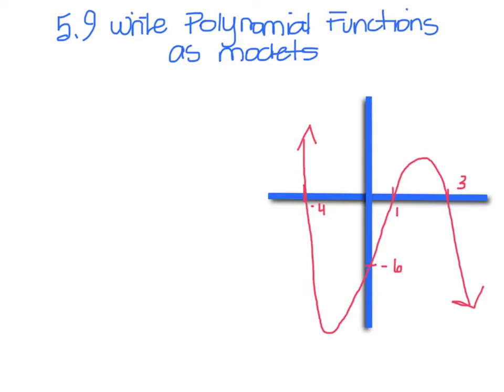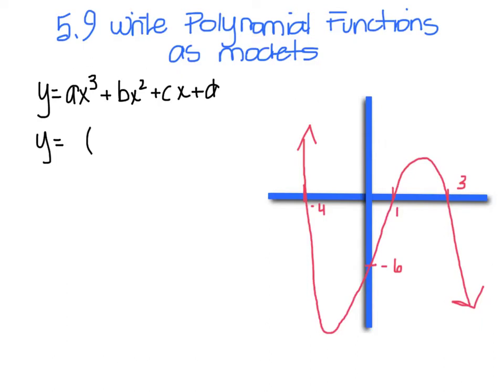We are going to write polynomial functions, and I want to write the equation of this polynomial function given the y-intercept and three zeros, and I want to write it in standard form. So remember, standard form of a cubic will look like this: y equals ax cubed plus bx squared plus cx plus d, okay?